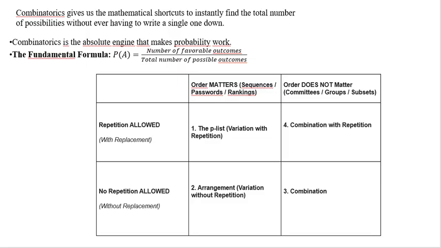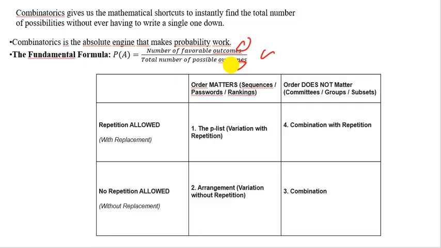So combinatorics is the absolute engine that makes probability work, and as we saw in the first videos, the probability of an event to happen is the number of favorable outcomes divided by the number of possible outcomes. How to get those numbers? By counting, and combinatorics helps to do this in a simple manner.